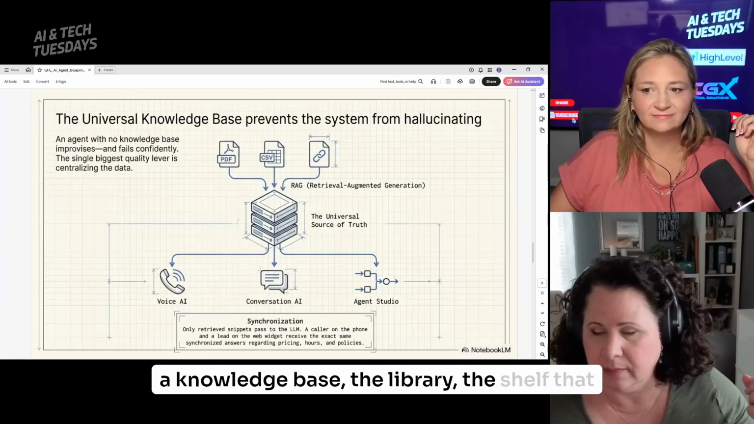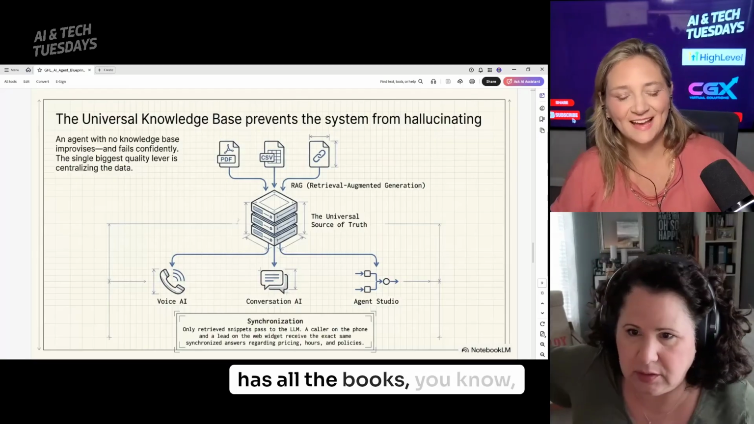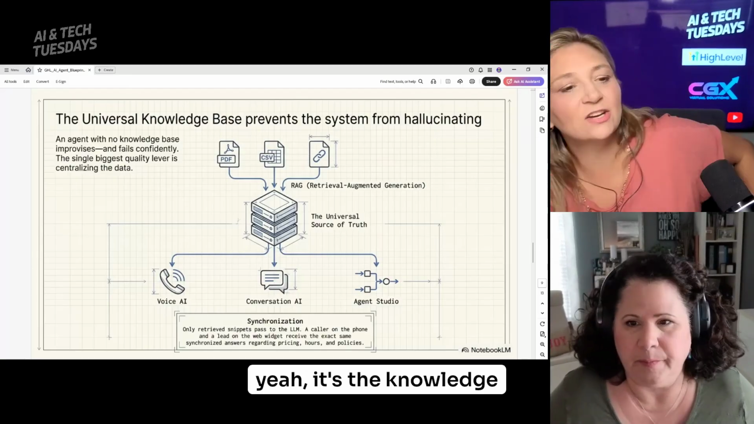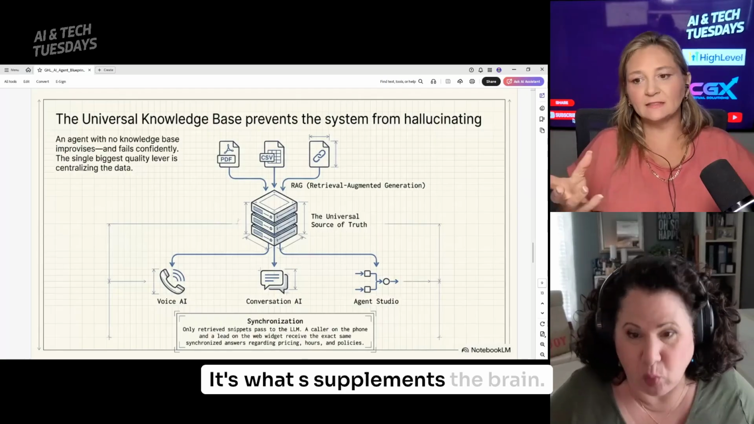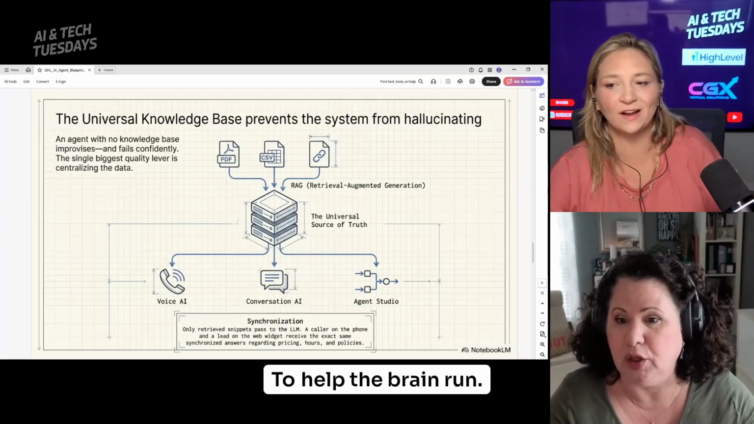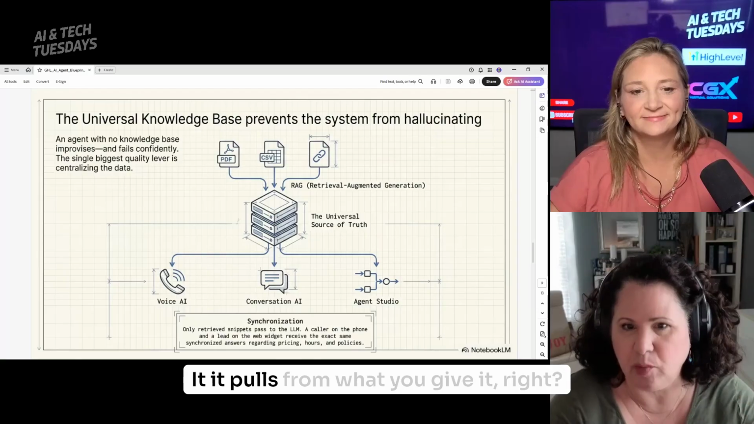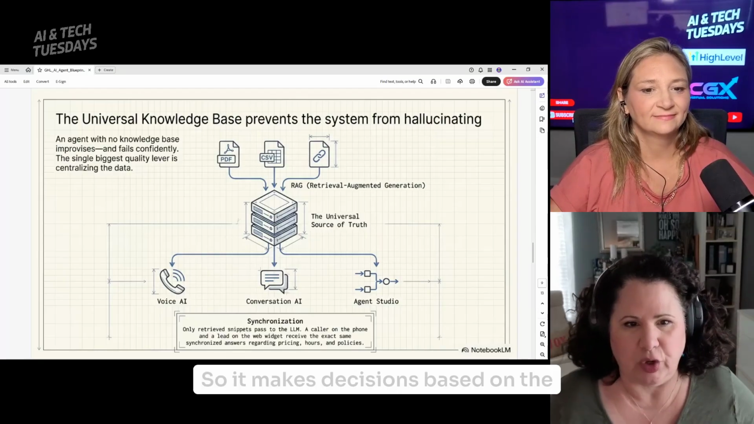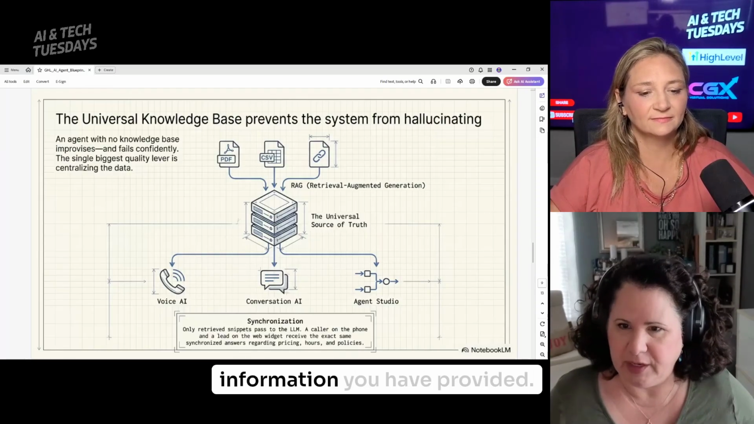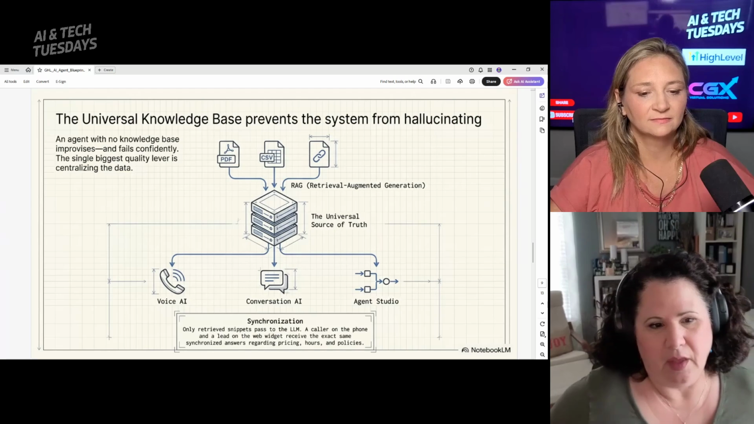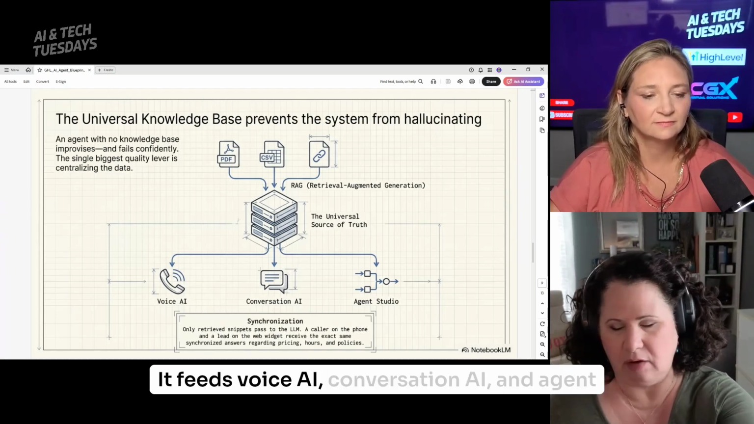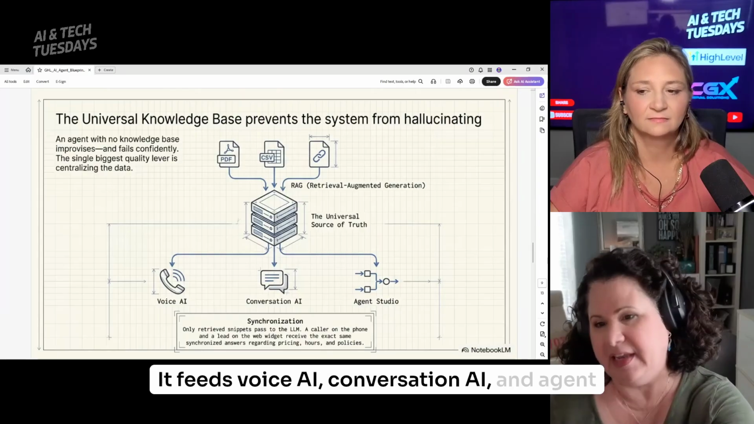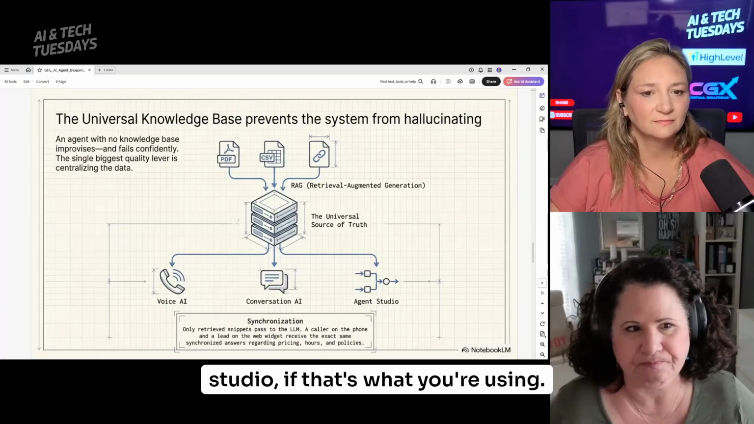It's the library, the shelf that has all the books. It's the knowledge base, not the brain, it supplements the brain. It pulls from what you give it, so it makes decisions based on the information you have provided. And then it feeds the other agents. It feeds voice AI, conversation AI, and Agent Studio if that's what you're using.